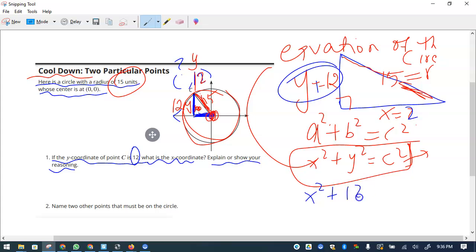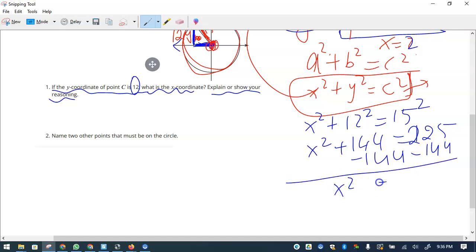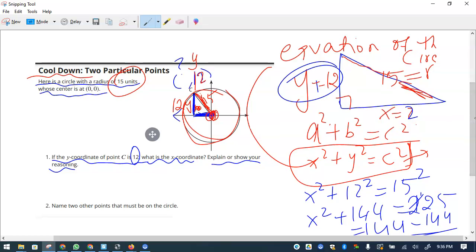y is 12 square and c is 15 square. And then you can see x square plus 144. 12 times 12 is 144. 15 times 15 is 225. And if you subtract 144 from both sides, you end up getting x square equals 225 minus 144, which is 81. If you take the square root, you get x equals plus or minus 9. And because this one is on the negative side, this will be minus 9, and done. That's all it is.